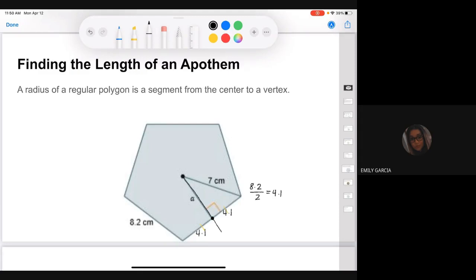So what I notice here is I have a right triangle where I know 2 of the side lengths, but I'm missing 1. If I know 2 of the side lengths and I'm missing 1, I can use the Pythagorean theorem to solve for the missing side length because I have a right triangle. So I'm going to plug in my information.